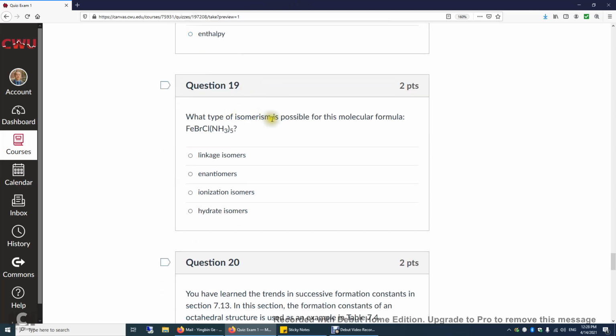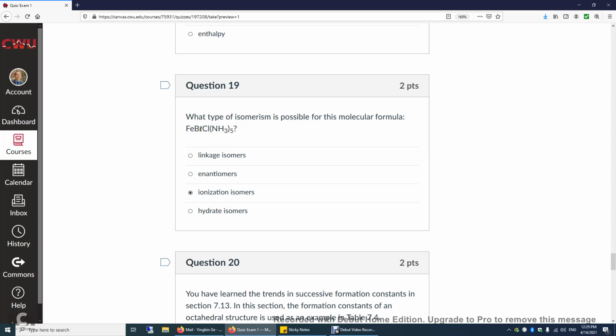What type of isomerism is possible for this formula? Okay, so this is ionization isomer. So you can have bromide as the counter ion. You can have chloride as the counter ion for the transition metal complex. Okay, what about the other one?